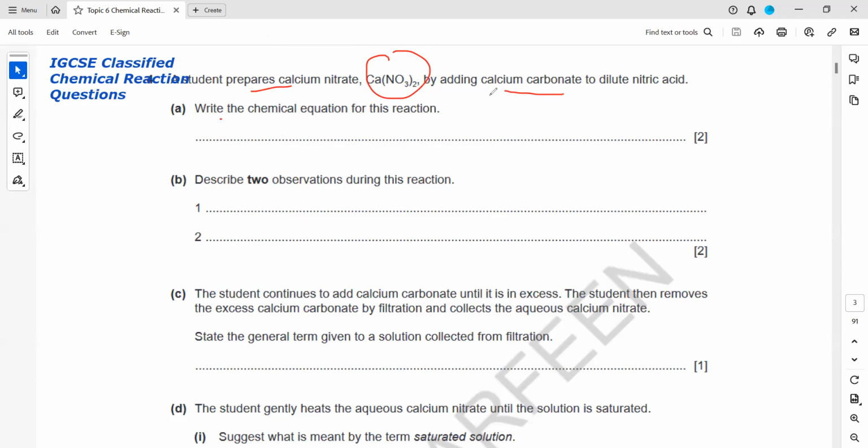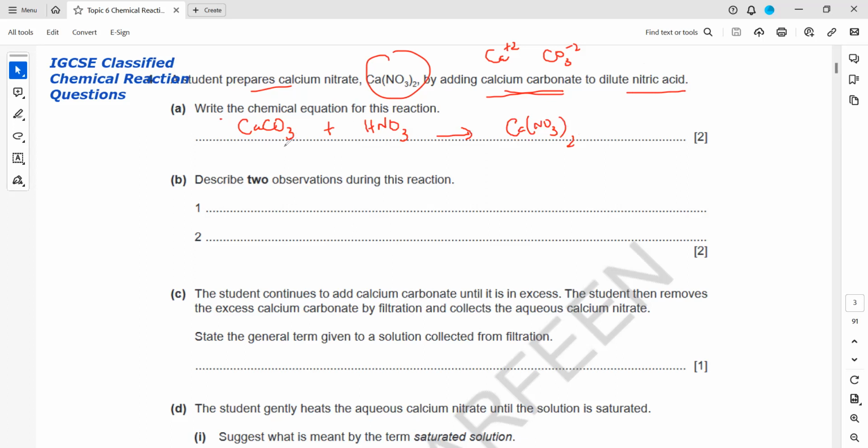So first, what will be the formula for calcium carbonate? Calcium is group 2, so 2+, and carbonate is 2-. So they have the same valency, and the formula will be CaCO3. Reacted with nitric acid, formula HNO3, hydrogen nitrate, and it will give calcium nitrate. The formula is already given.